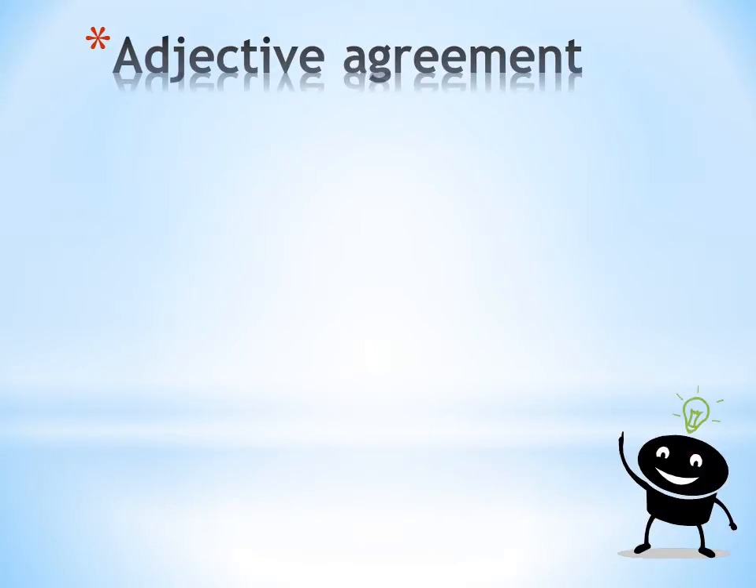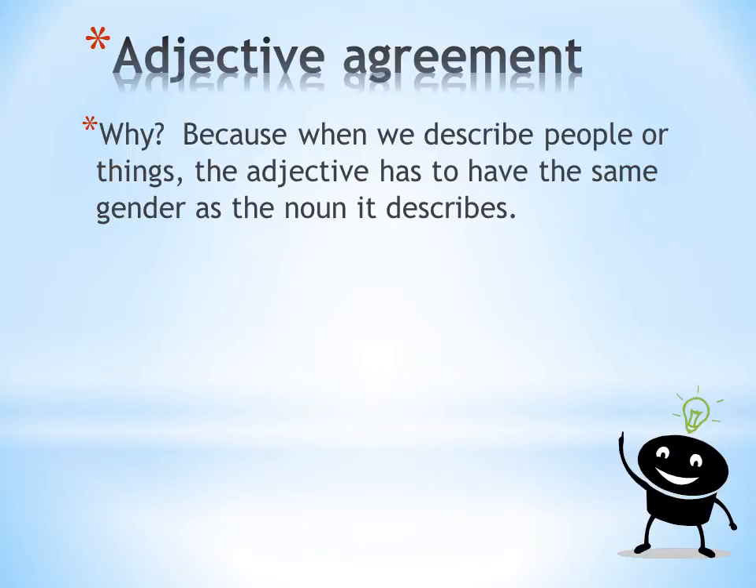Well, let me tell you why. Because when we describe people or things, the adjective has to have the same gender as the noun it describes. We call this adjective agreement, because the gender of the adjective has to agree with the gender of the noun that it describes.